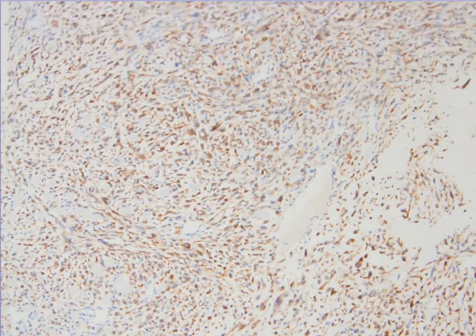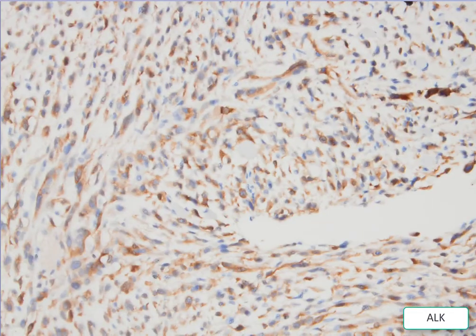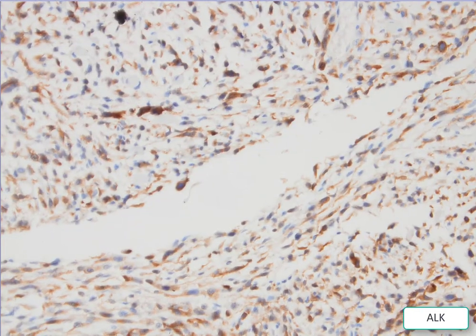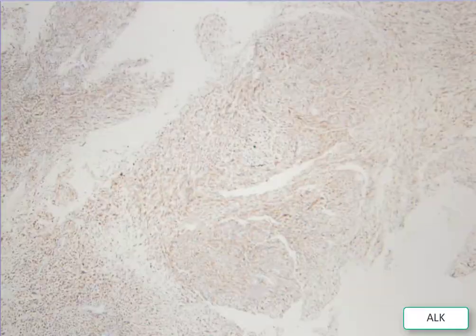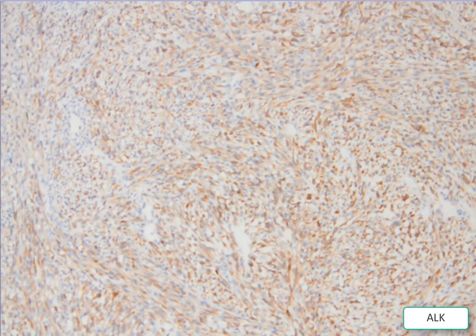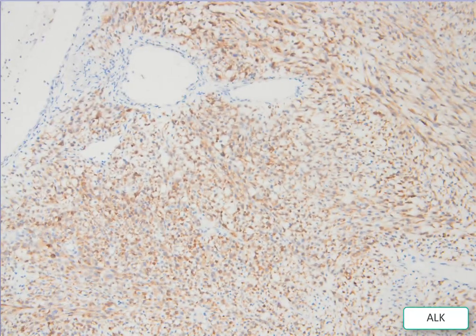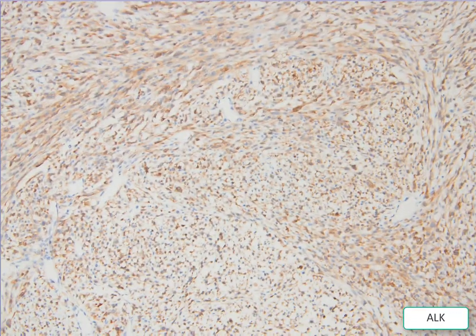And of course, here is another marker. This is ALK. ALK is also positive in a subset of spindle cell rhabdomyosarcoma called epithelioid spindle cell rhabdomyosarcoma. These tumors are also ALK positive, but it's not associated with any ALK alterations, either amplification or mutation or rearrangement. Also, these tumors don't respond to ALK inhibitors.